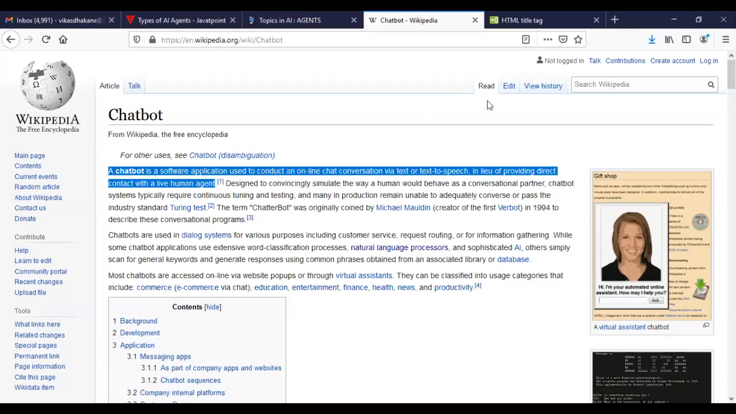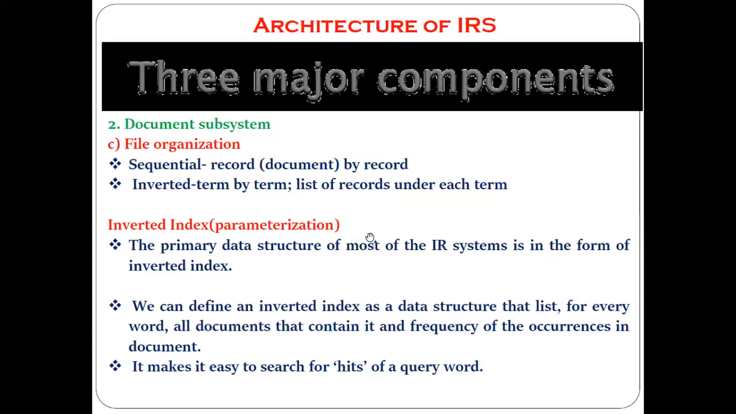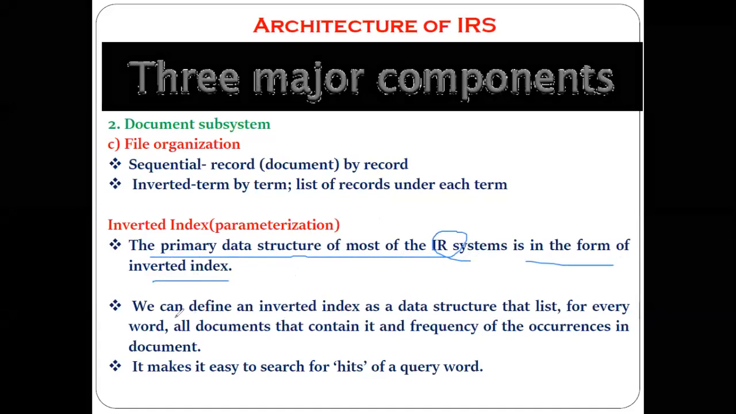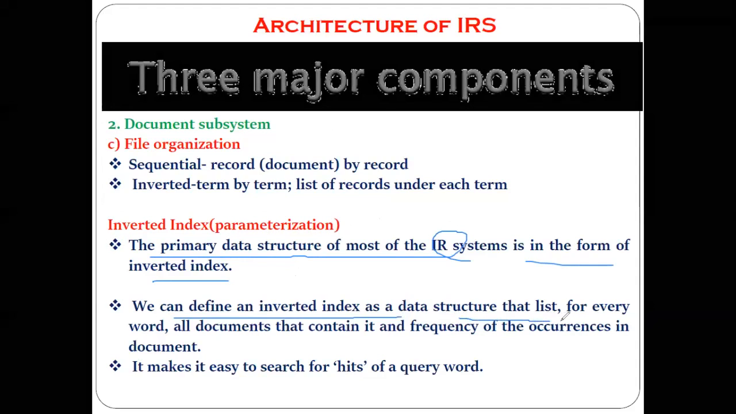Understood? And accordingly, all the different kinds of words within that document are checked, and accordingly indexing is done, and with the help of that the file organization gets done. Understood? And here you can see the same thing I mentioned. The primary data structure of most information retrieval systems is in the form of the inverted index. We can define the inverted index as a data structure that lists for every word all documents that contain it and the frequency of the occurrences in that document.